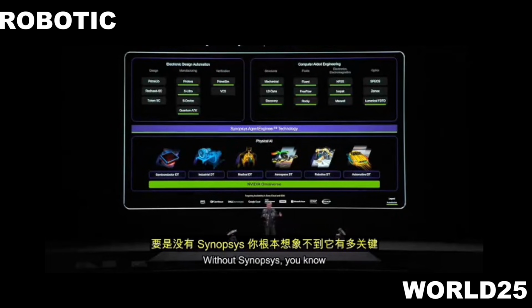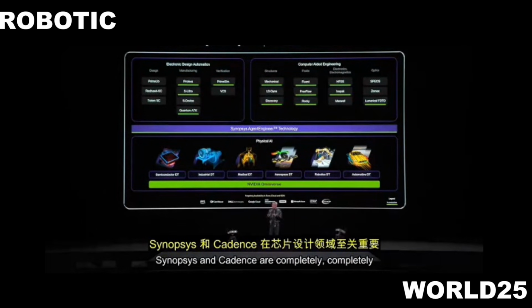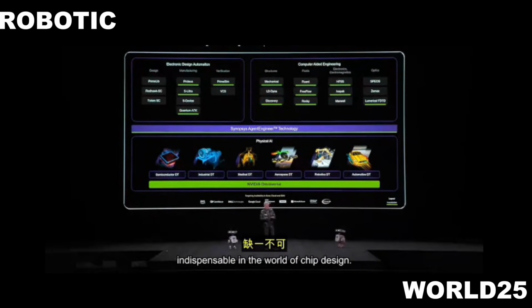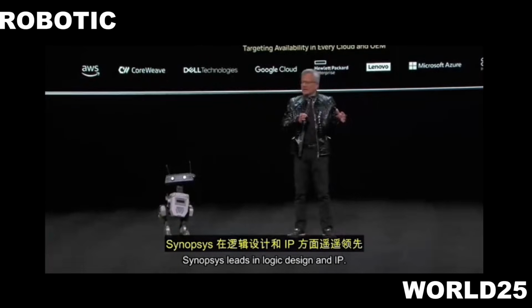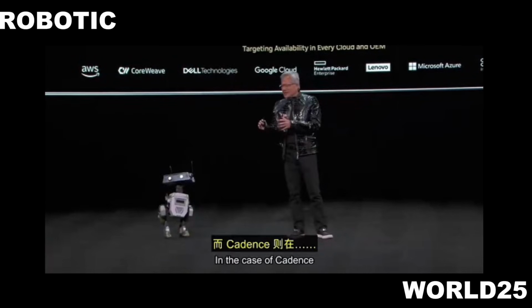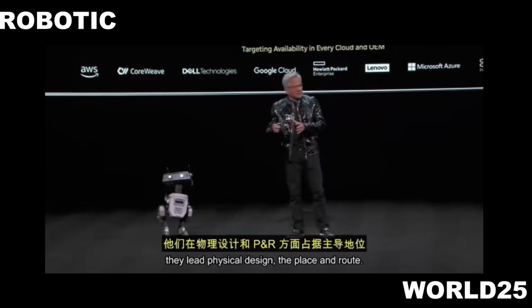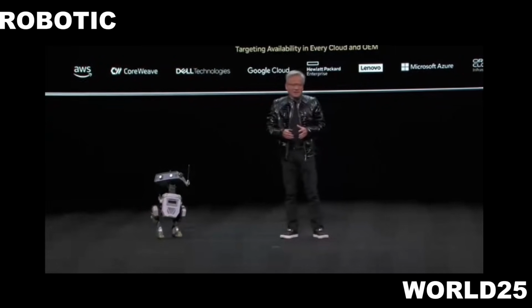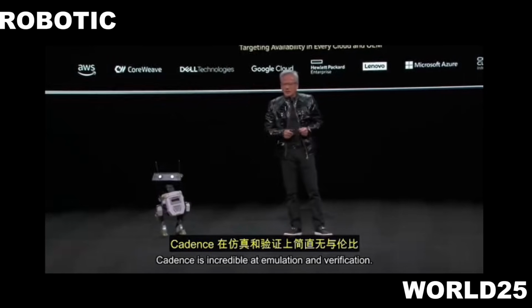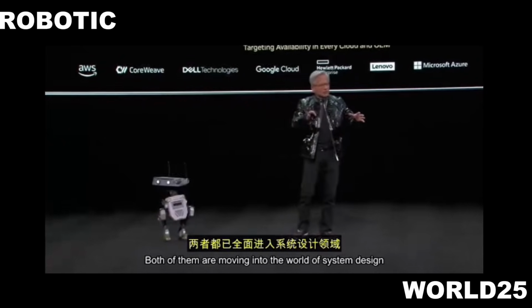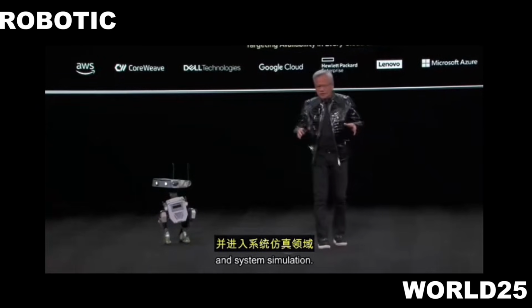Synopsys and Cadence are completely indispensable in the world of chip design. Synopsys leads in logic design and IP. In the case of Cadence, they lead physical design, the place and route, and emulation and verification. Cadence is incredible at emulation and verification. Both of them are moving into the world of system design and system simulation.